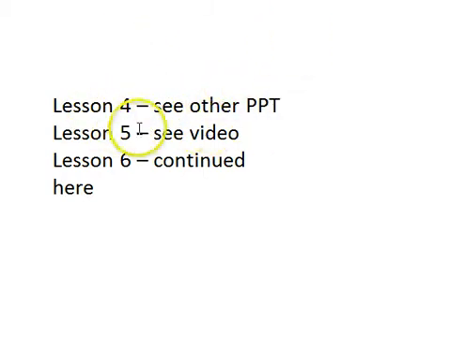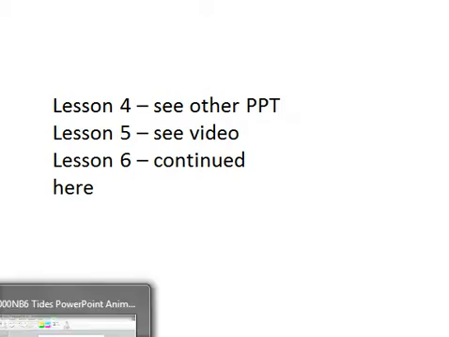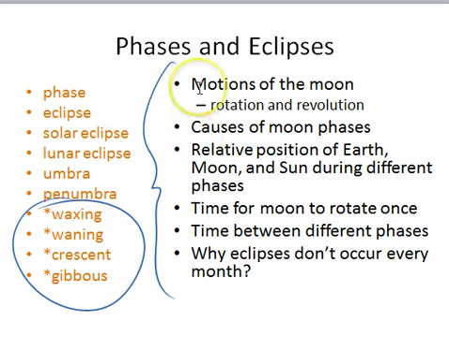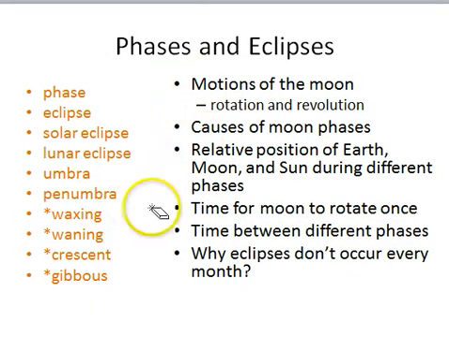Lesson 5 is the tides, and that's a separate video that I sent you the link for. Lesson 6 we'll get to in this movie. We'll continue with that. So let's now go ahead to moon phases and eclipses. This is lesson 4.